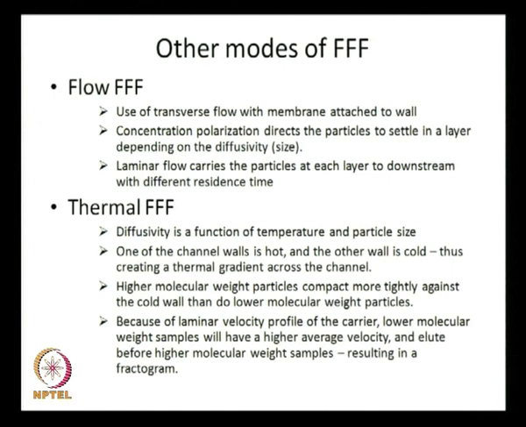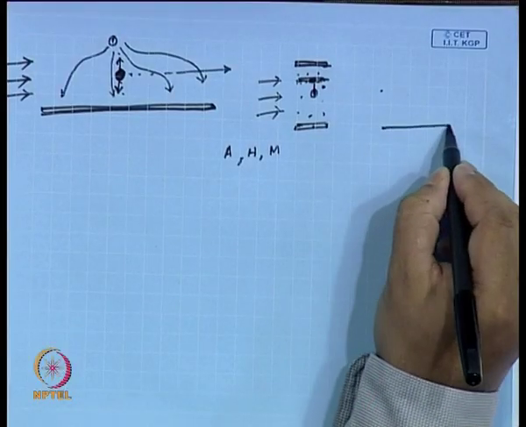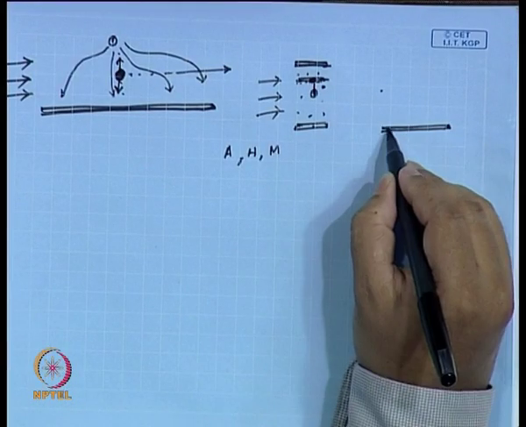Now, there are other modes of field flow fractionation we discussed. One is flow FFF, flow field flow fractionation. Here we have use of transverse flow with membrane attached to the wall. Concentration polarization directs the particles to settle in a layer depending on the diffusivity, in turn the size. This we briefly discussed in the last class, that the bottom wall, say, is the membrane.